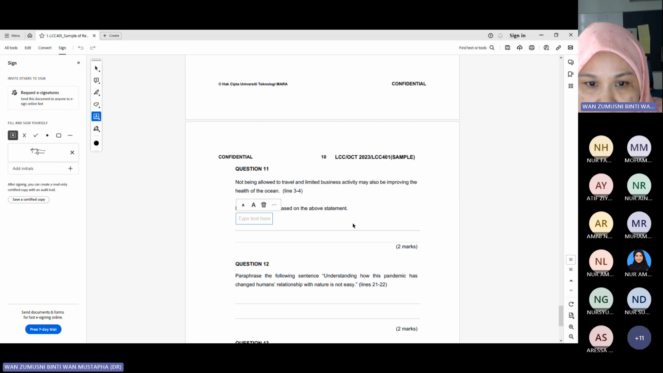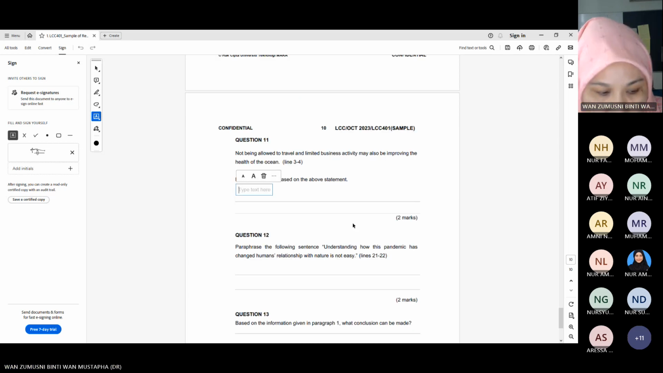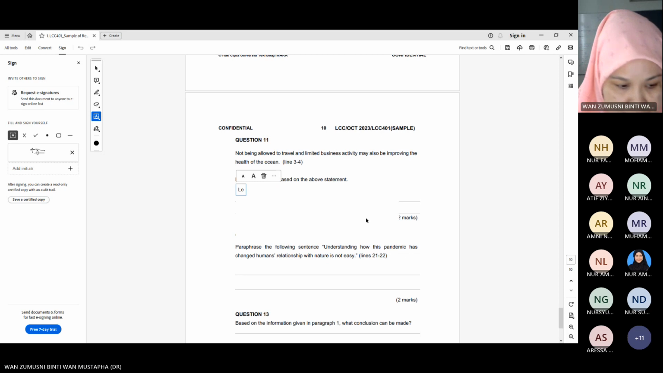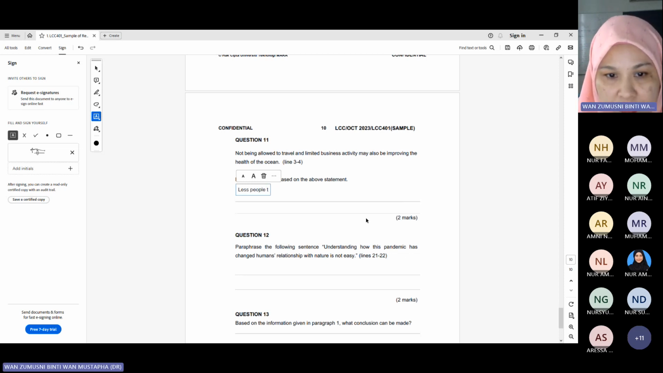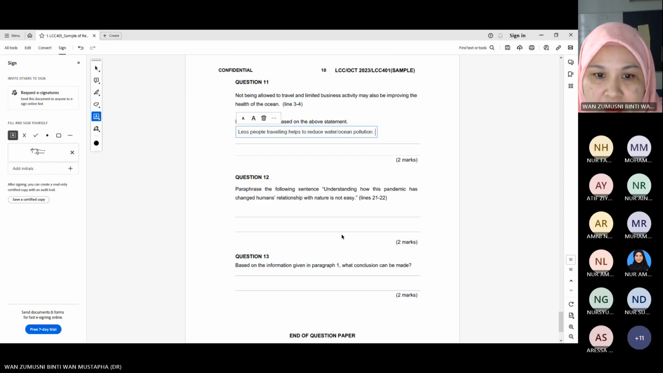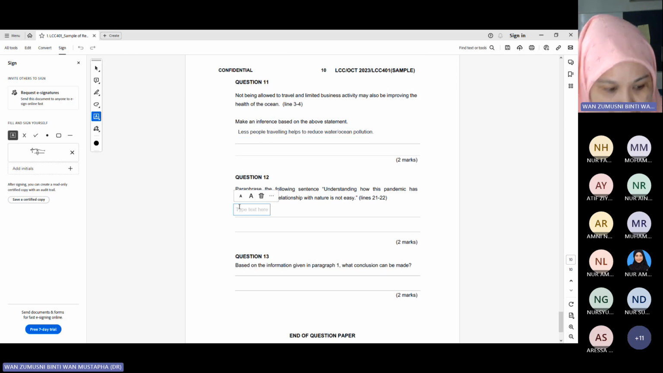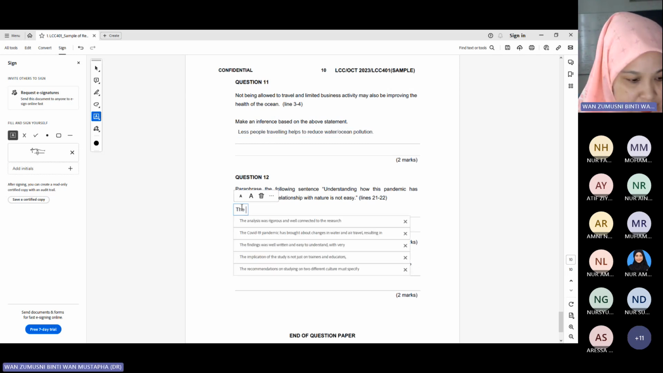Question 11 on inference. So what can you infer? Okay, for question 11, the inference is less people traveling helps to reduce water or ocean pollution. So you have to rephrase a bit, right? Okay. So question 12 requires you to paraphrase the following sentence. And this is the answer, yeah?